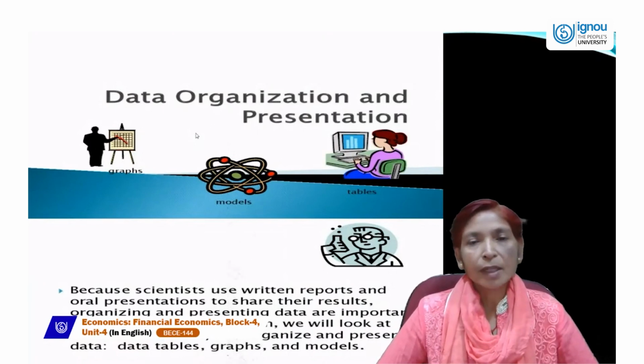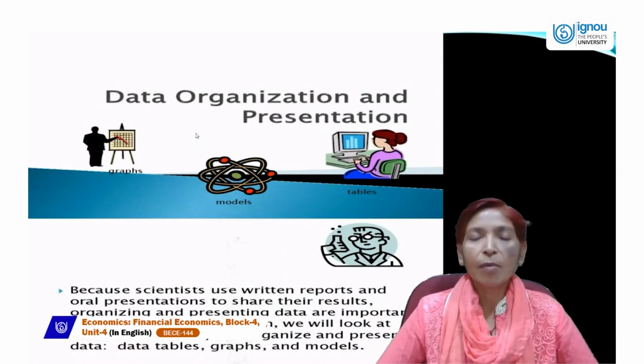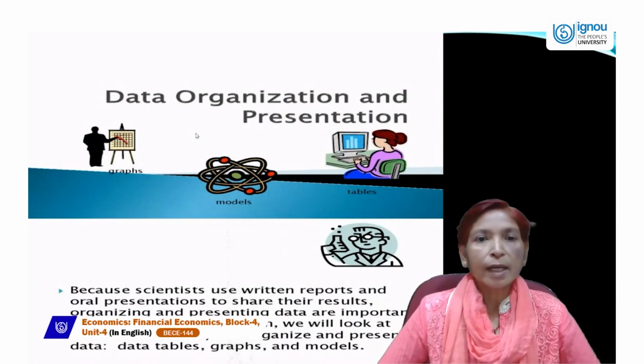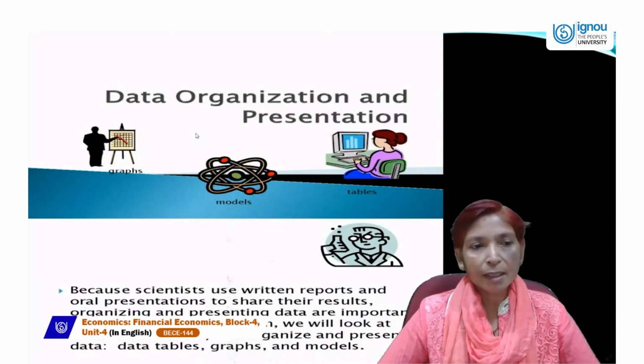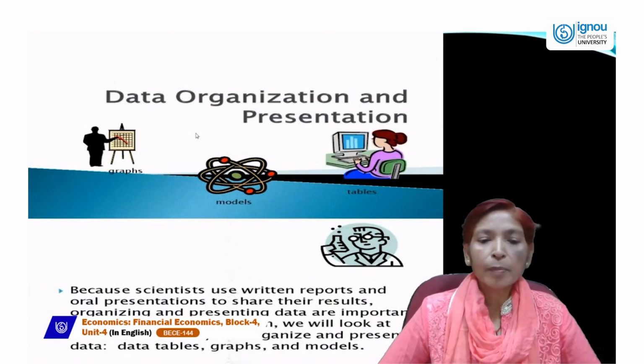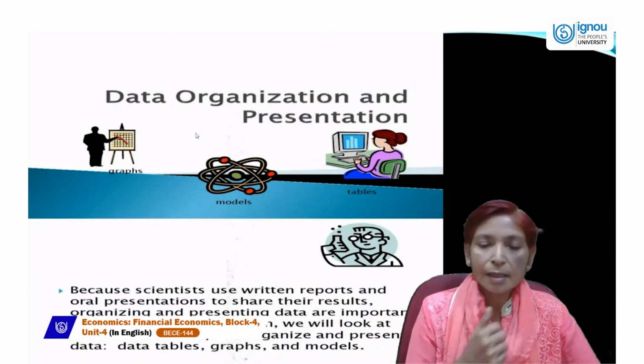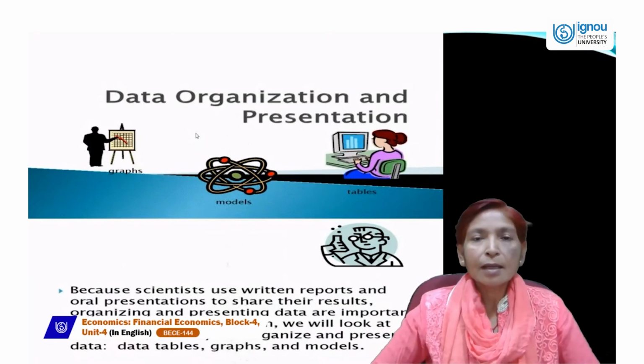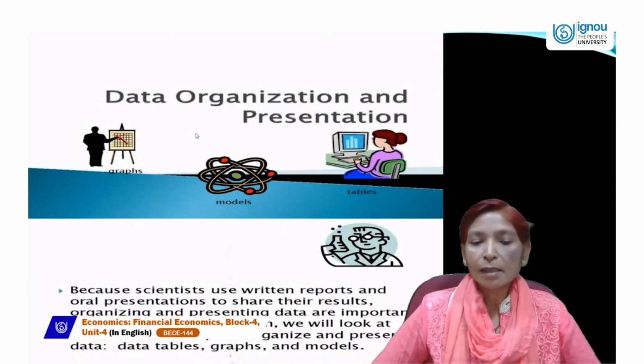And after that, we can present that data in form of graphs. So data organization is very important. After the collection of data, we can organize the data because scientists use written reports and oral presentation to share their results. Organizing and presenting the data are important science skills. So we will look at three different ways to organize and present data.